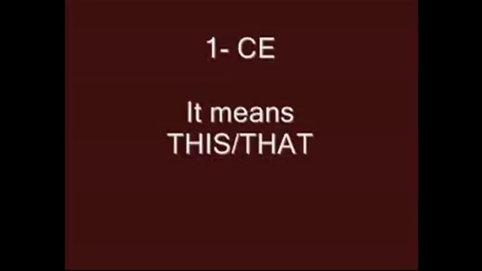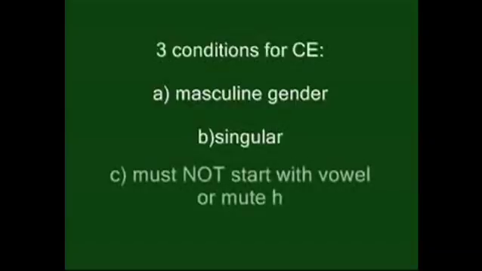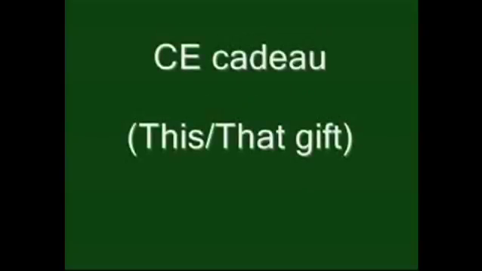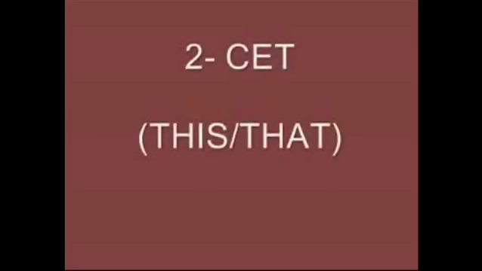So in order to use ce before the noun that you wish to indicate, this noun needs to satisfy 3 conditions. First, it should be masculine. Second, it should be singular. And third, it shouldn't start with a vowel or a silent H. For example, ce monsieur, this gentleman or that gentleman. Ce cadeau, this gift or that gift. Ce fantôme, this ghost or that ghost. Okay, now, what happens if the noun is masculine, singular, but starts with a vowel or a silent H? Well, this will lead us to the second demonstrative adjective.